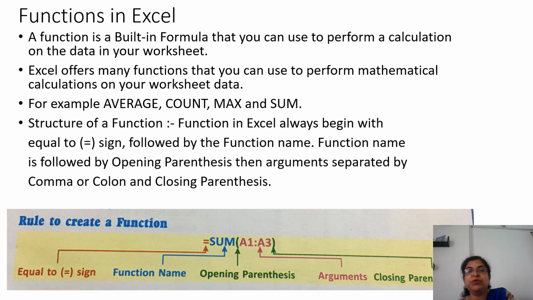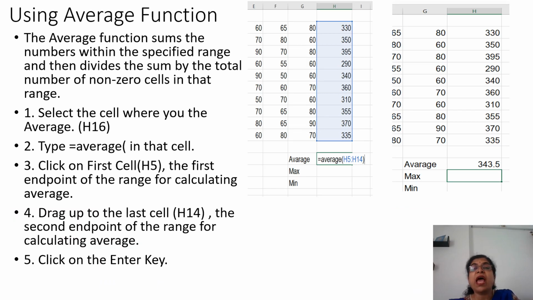Structure of a function. Function in Excel always start with the equal to sign. Function name, that is sum, average, minimum, maximum, count, whatever it is, and the opening parenthesis, that is opening bracket, argument, that is the range you have to specify, and the closing parenthesis, that is the closing bracket you have to give. This is the way you have to write any function.